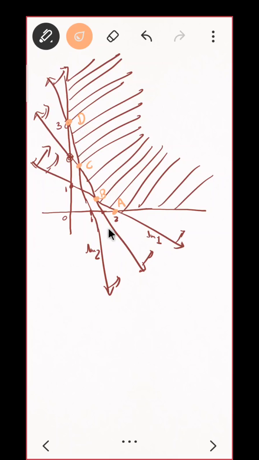Anything else? No. We are aware of point E and point D, correct? What is point E? 2 comma 0, and what is point D? It is 0 comma 3, no? Correct. Now let us solve here.